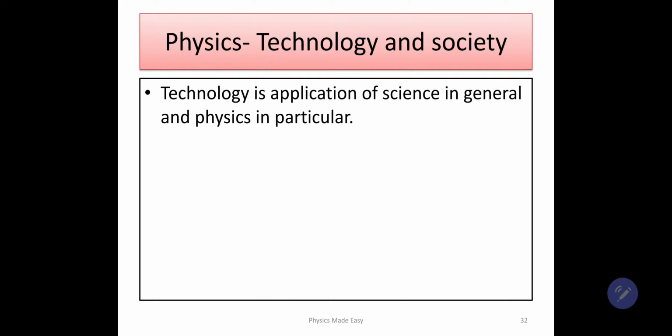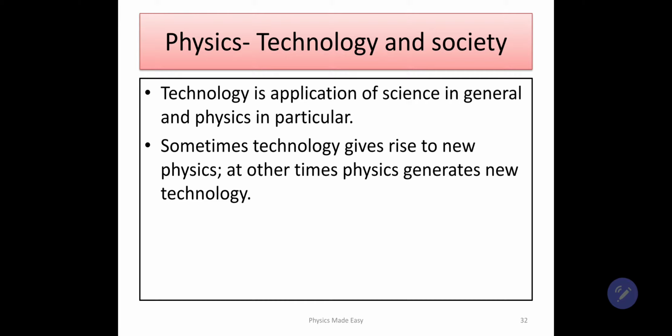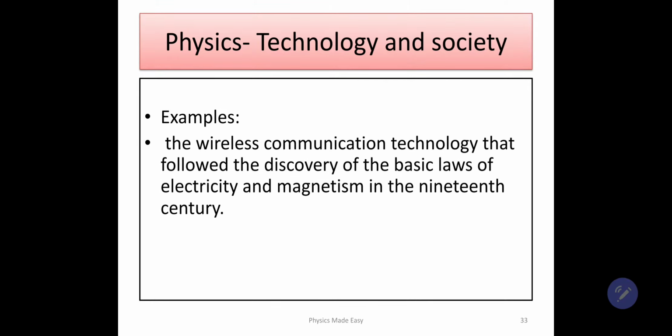Now, physics and technology, or physics and society, we can relate physics to technology as well as to society. We know that technology is the application of science in general, but physics in particular. Sometimes technology gives rise to new physics, at other times, physics generates new technology. For example, the wireless communication technology that followed the discovery of the basic laws of electricity and magnetism in the 19th century. After these laws, people investigated a lot and the technology of wireless communication developed.